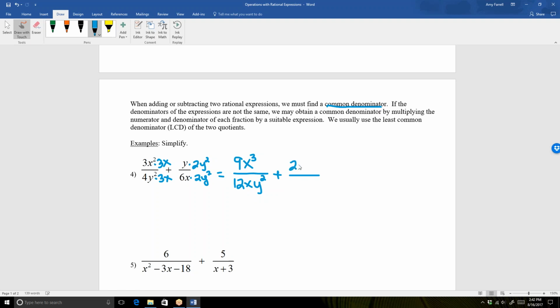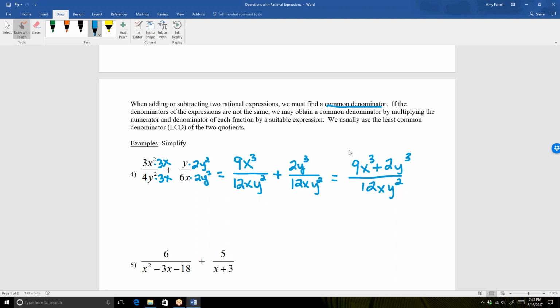Then y times 2y squared is 2y to the third. And in the denominator, I have 12xy squared. All right, that is wonderful. I have a common denominator, so that's good. Now that I have a common denominator, I want to add numerators and retain that common denominator. So I'm going to add numerators. I'm going to retain that common denominator. We do not add denominators, we just retain the common denominator.